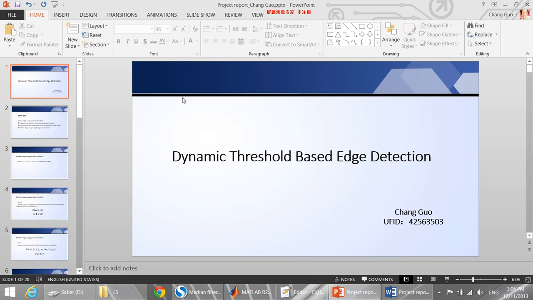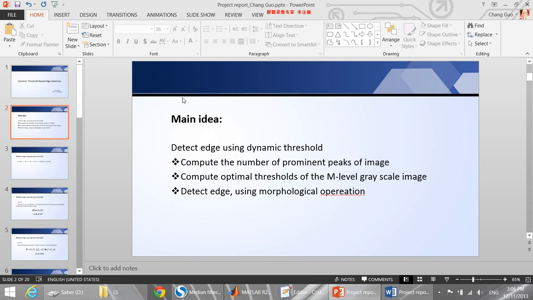In this method, the gray level image uses multi-level thresholding instead of bi-level thresholding. Through this dynamic threshold-based edge detection, we part the image into several regions. And this is its main idea.